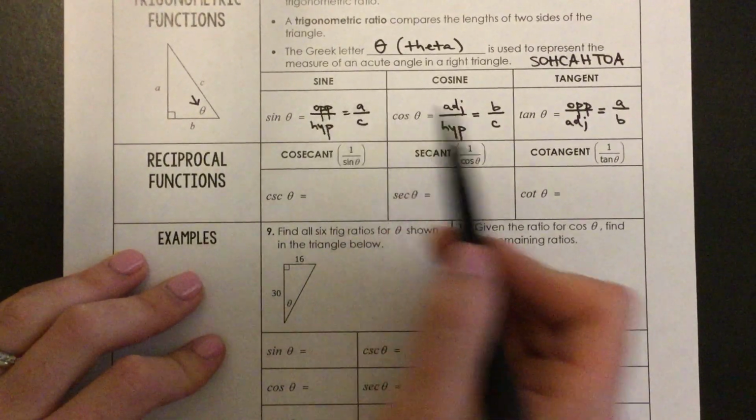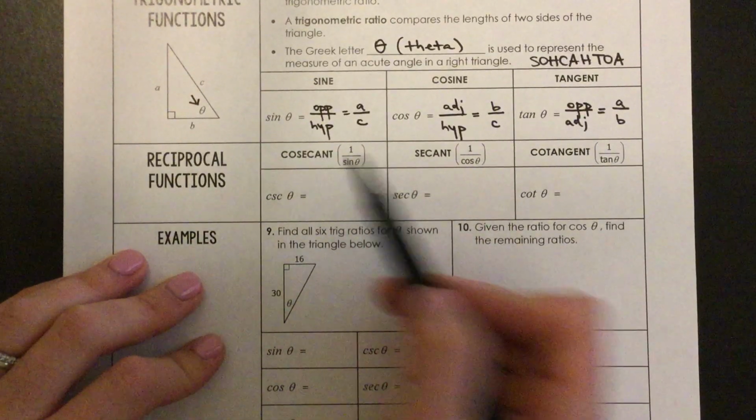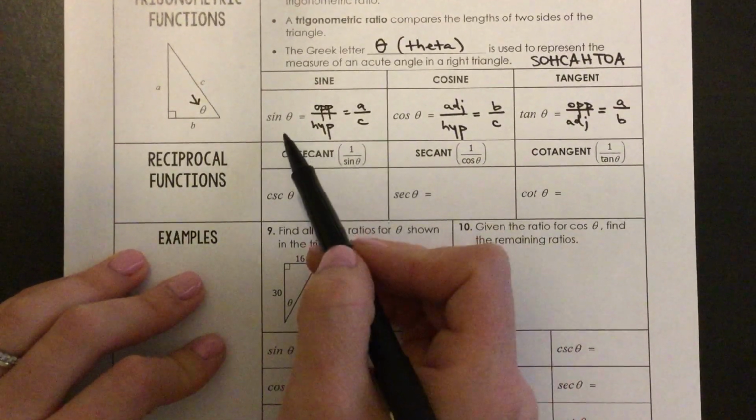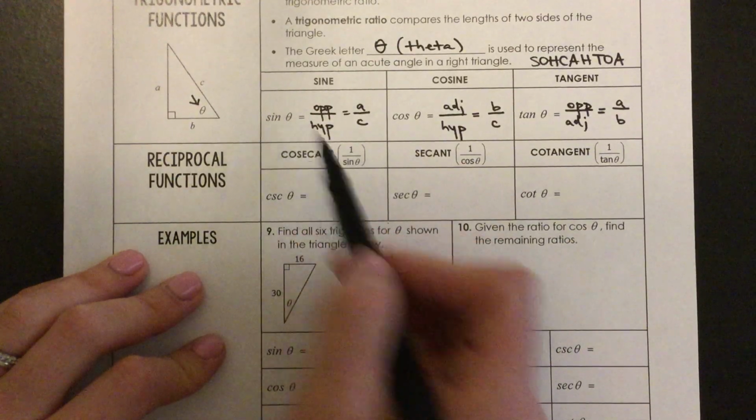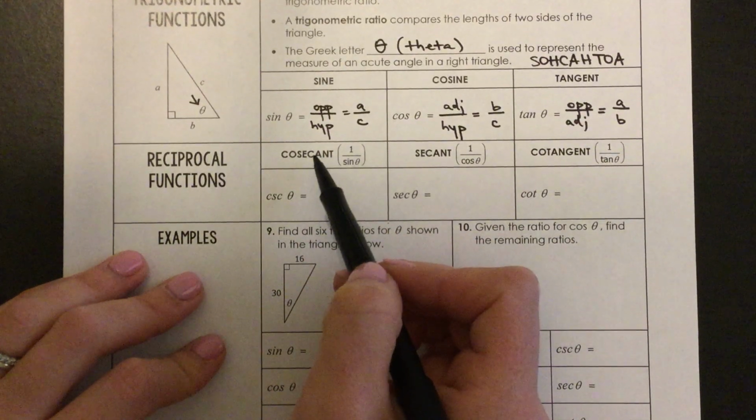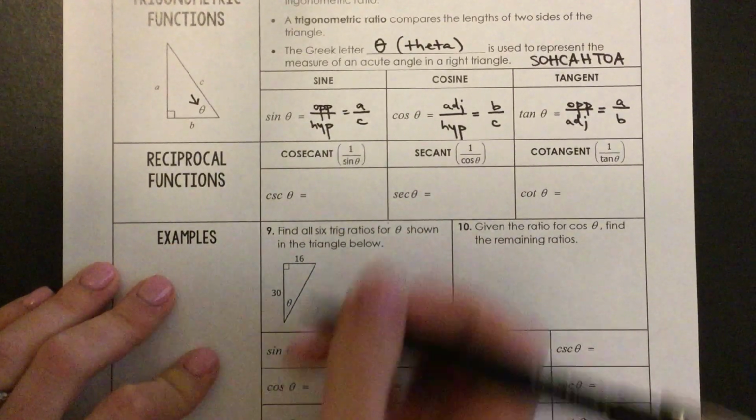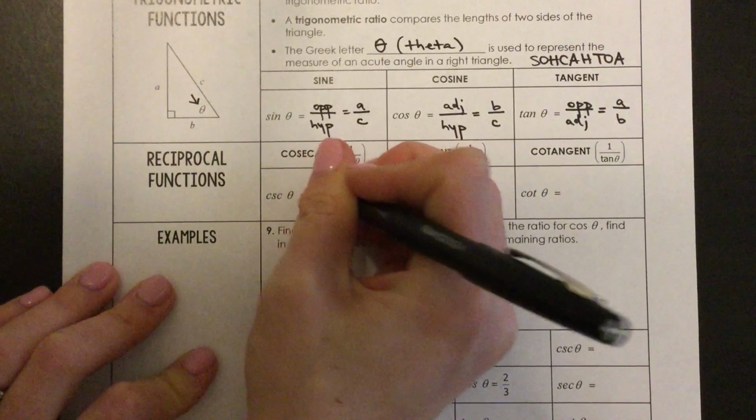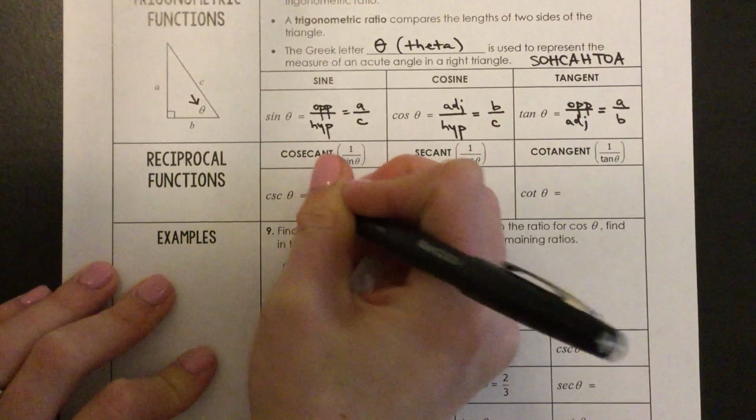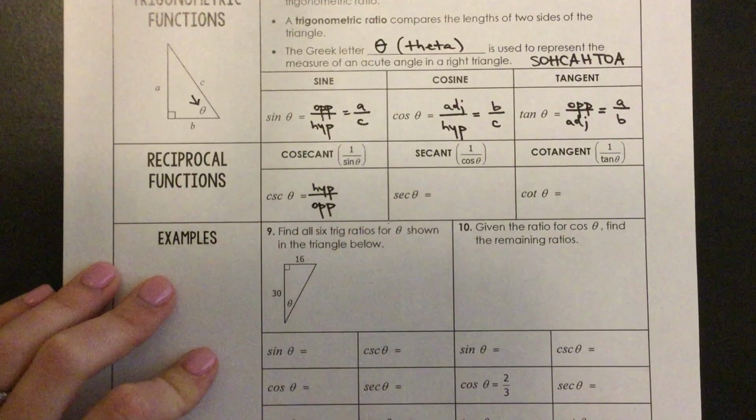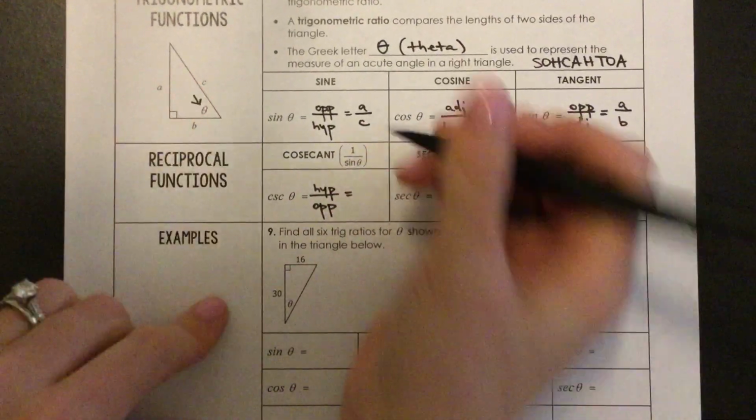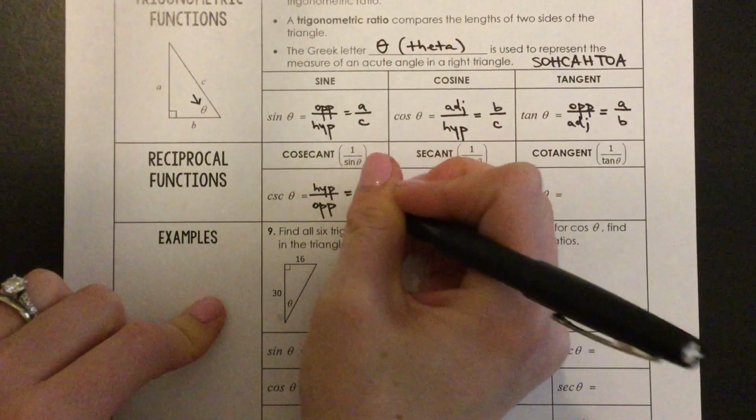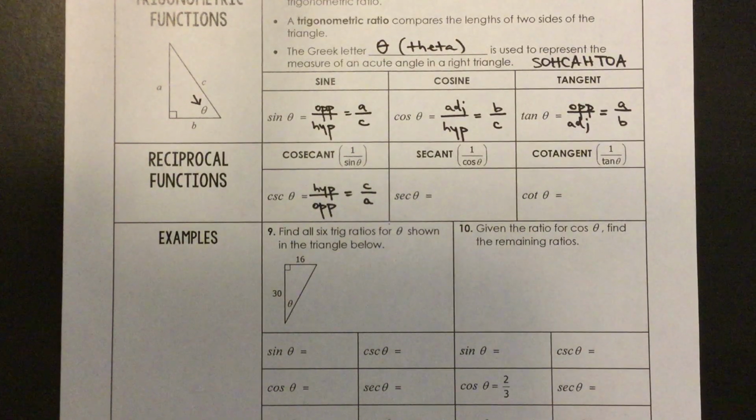And each of those are the reciprocals of these ones that we already know. So 1 over sine means that cosecant and sine are reciprocals of each other. That means if sine is opposite over hypotenuse, then cosecant would be hypotenuse over opposite. And this is just the 3-letter abbreviation that we use for it. So in this triangle, instead of A over C, it'd be C over A, the hypotenuse over the opposite.